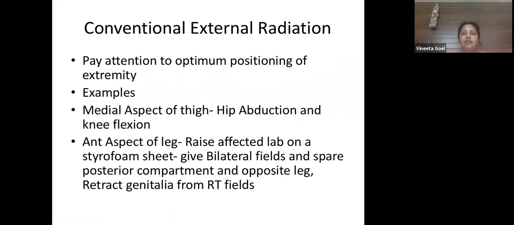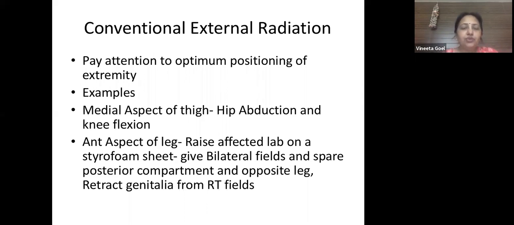So whenever you're doing conventional radiation therapy, I know Dr. Navneet Agrawal is from BHU. I'm sure you must be doing APPA or bilateral very often for your soft tissue sarcoma patients, which is perfectly okay to do. The only thing that I would like to emphasize is that one must pay attention to optimum positioning of the extremity.